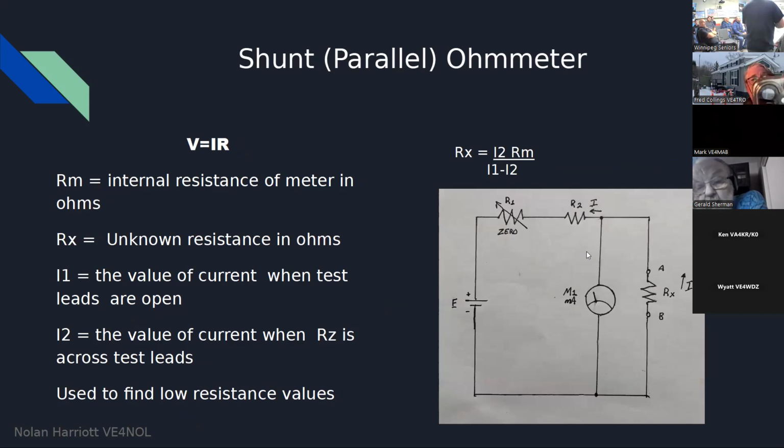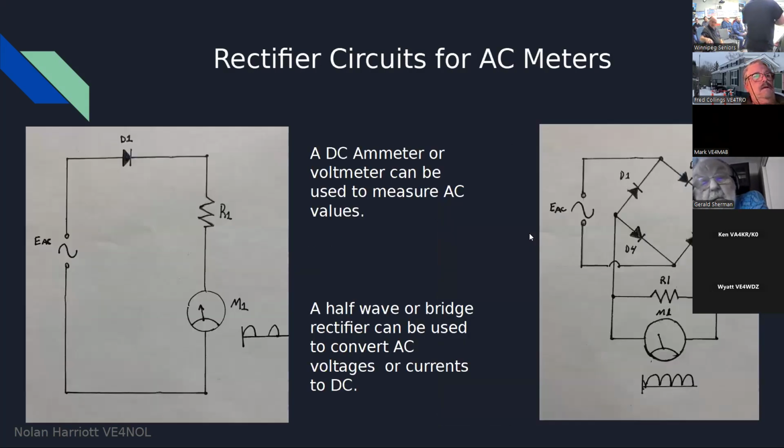Shunt or parallel ohm meters, same idea. Just to use a parallel resistance, or the load, the resistor being tested, is going to be in parallel with your meter. But they have the same thing. You're going to have your zeroing pot on there to zero your meter. Again, I'm not going to kill you guys with all the math because we all know this Ohm's law stuff.